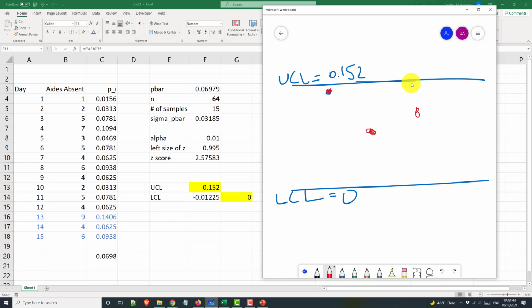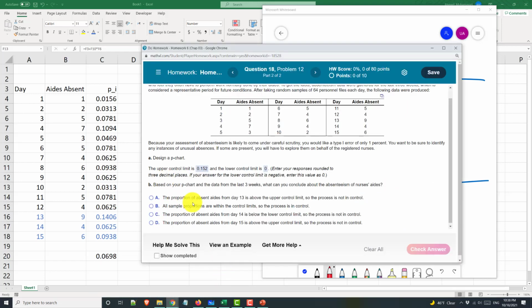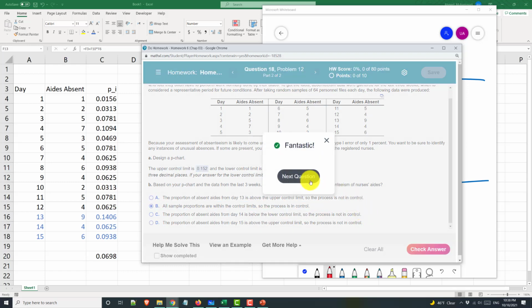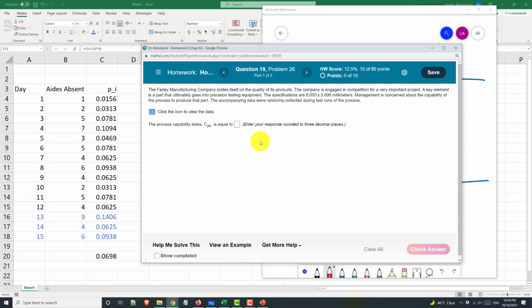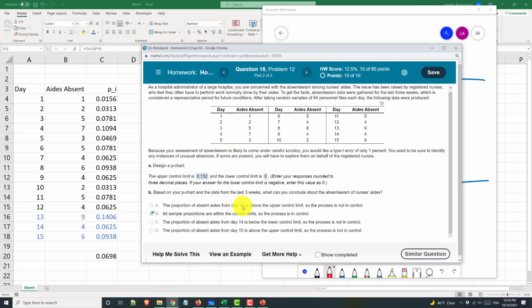So all 3 values are within the control limits. Nothing is exceeding the control limits. So we are in control. All sample proportions are within the control limits, so the process is in control. We'll select this option, and voila. So that problem is done.